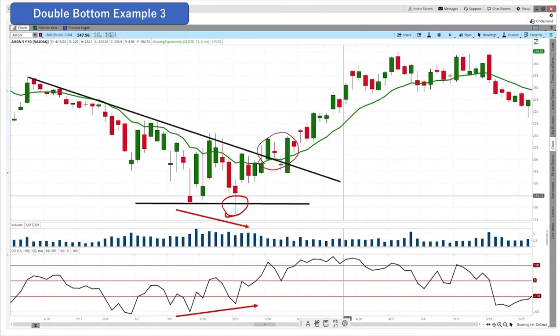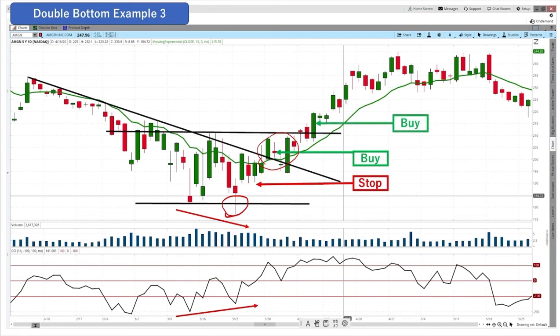The first entry. First stop. Second entry. Second stop. Your profit target.